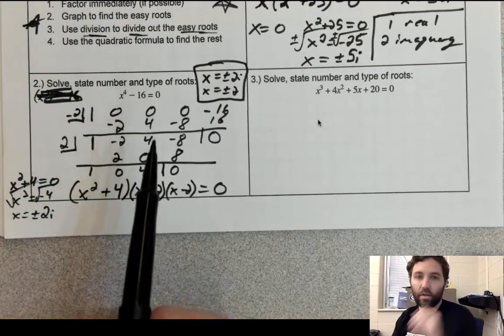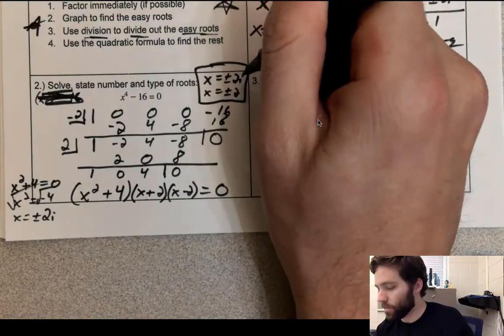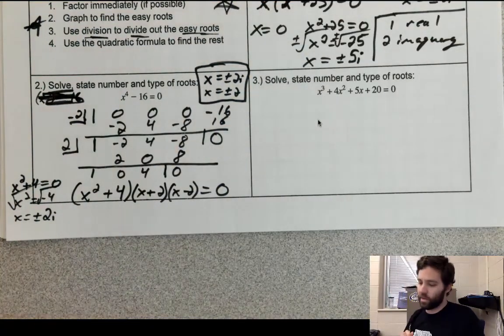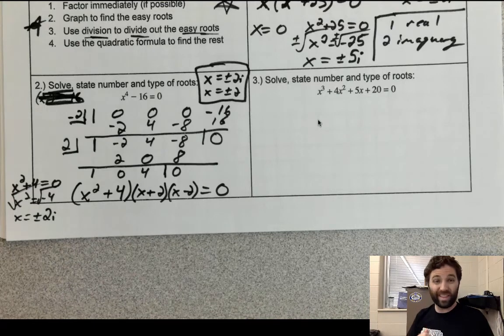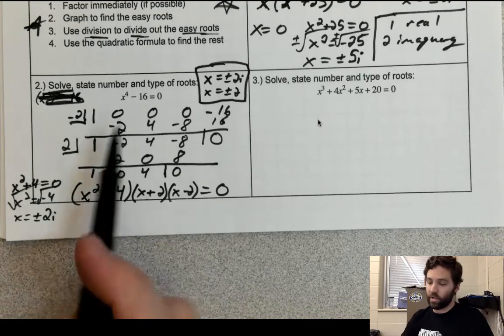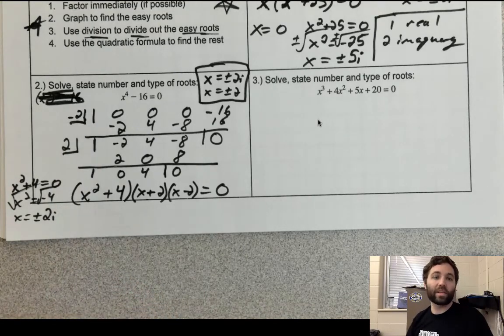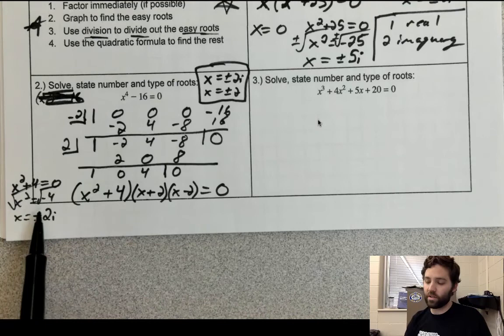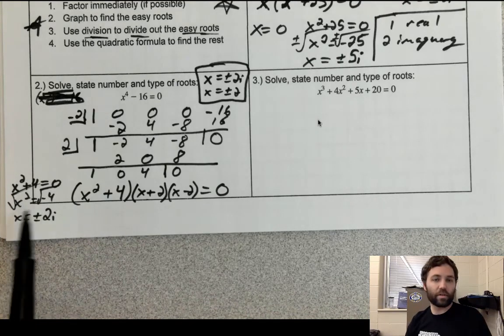Okay, so I think that's all I wanted to say about that. So again, we just followed the steps. Factor if possible, we didn't think it was. So we graphed it, found the easy roots. Then we used division to divide them out, so right here. And then we didn't need the quadratic formula. It turned out we could just solve this using algebraic techniques.